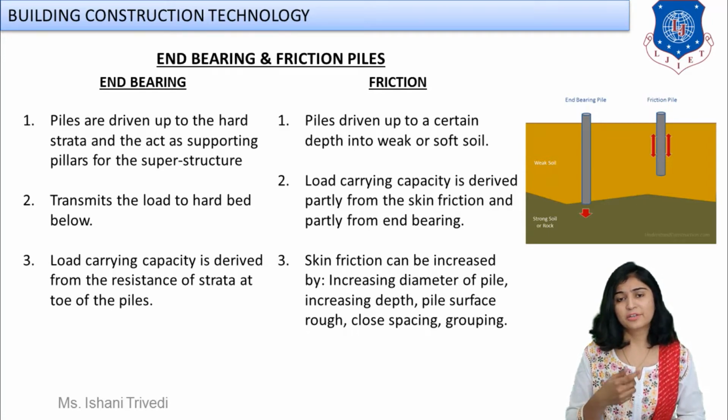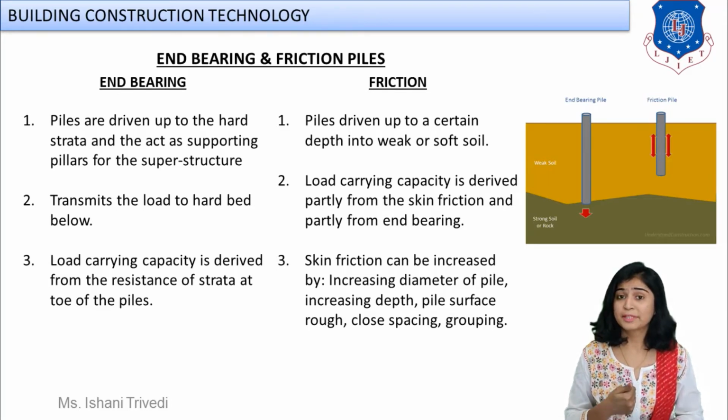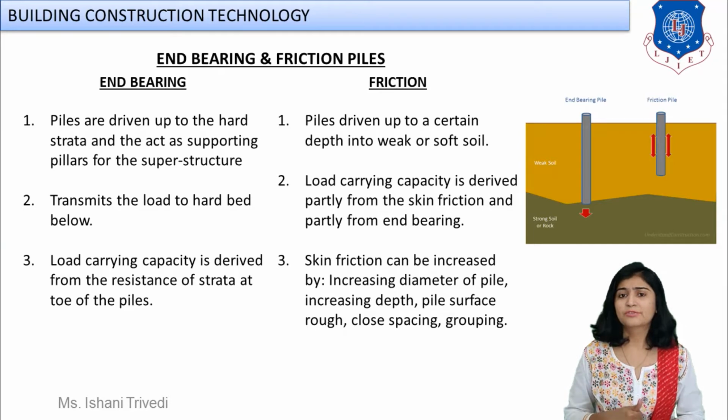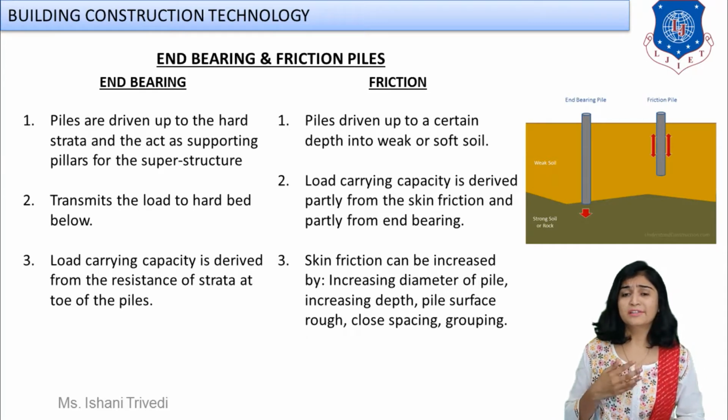Whereas in the friction pile, it is not inserted up to the hard strata, right? Next, the load carrying capacity. In the end bearing pile, it is derived from the hard rock or from the tip where it is resting, and in the friction pile, the load carrying capacity is derived from the frictional resistance that is developed on the pile surface. Now, if you want to increase this frictional resistance, then we have methods.